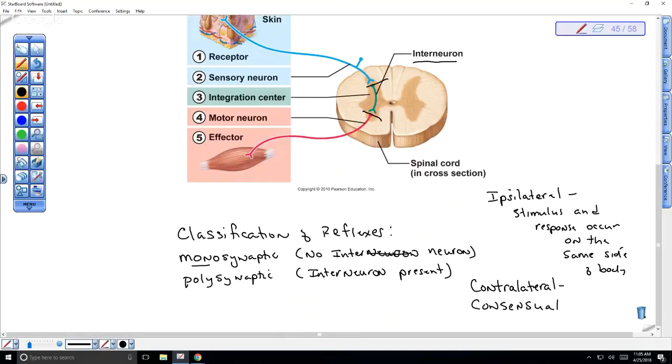So which is the one in the drawing? Is it ipsilateral, contralateral, or consensual? Anybody want to take a guess? Ipsilateral, right? Because this didn't cross over. If this crossed over, so if the stimulus was on one side and it crossed over and innervated a muscle on the other side, then it would be contralateral, right? If it did both sides, like if it had both connections, then it would be consensual.